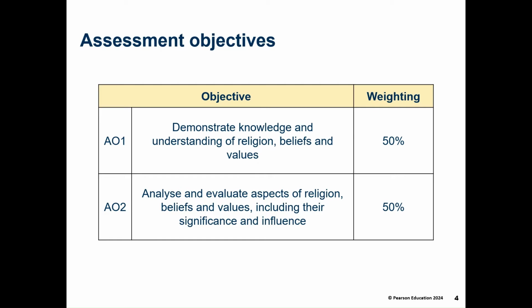In religious studies, we have two assessment objectives. At GCSE, both UK and international qualifications, there are 50% of the marks available for Assessment Objective 1 and 50% of the marks available for Assessment Objective 2. Assessment Objective 1 assesses a candidate's knowledge and understanding of the content outlined within the specification. Assessment Objective 2 assesses a candidate's ability to analyse and evaluate what they have studied, including the significance and influence of beliefs.